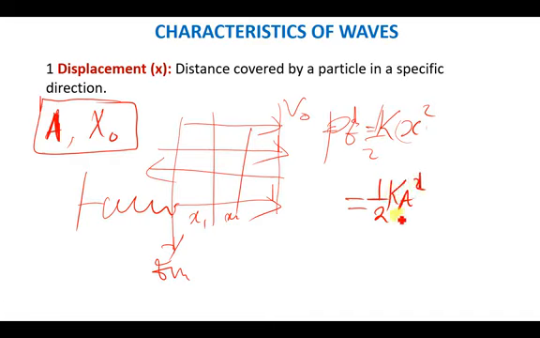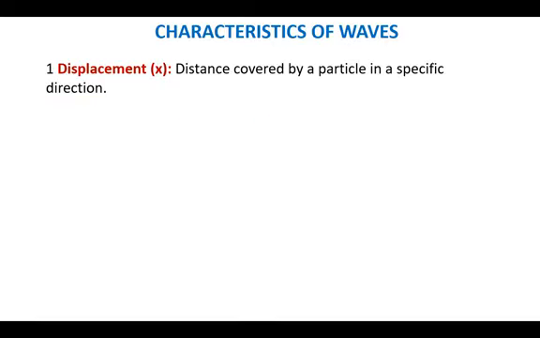Why do we write a? Because we know that a is simply the maximum displacement a wave moves. So this is exactly what we are talking about when you talk about the amplitude. Amplitude is simply the maximum displacement that the wave has moved or is going to move.